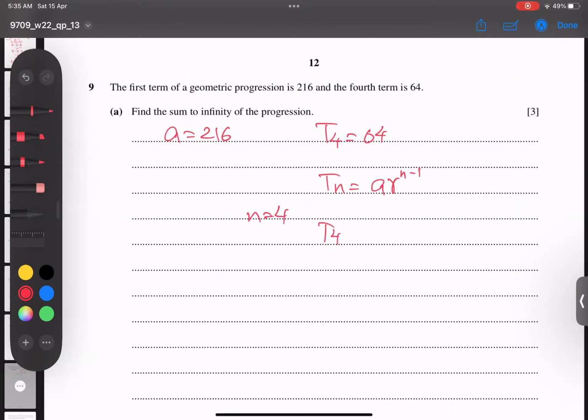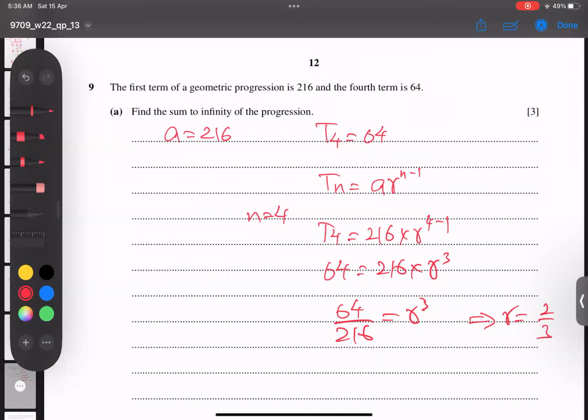So I'm getting T4 is equal to A, whose value is 216, and r I don't know, and 4 minus 1. But T4 is here 64. So I'm writing here 64, writing here 216, and writing here r to the power 3. So 64 over 216 equals r to the power 3. When I take the cube root of the whole thing, what do I get? Wait a minute, cube root of 64 by 216. I'm getting the r value sharp 2 by 3. So I have the r value.